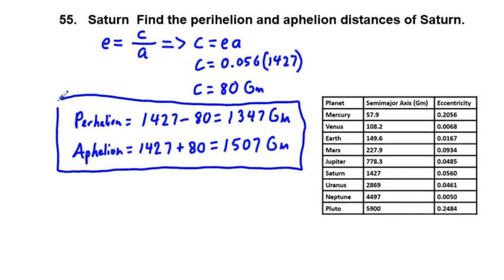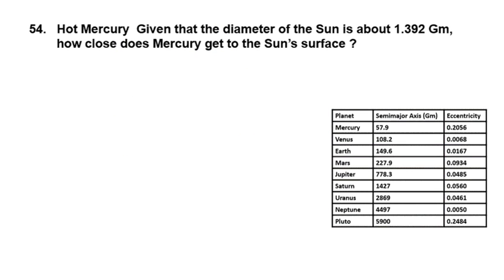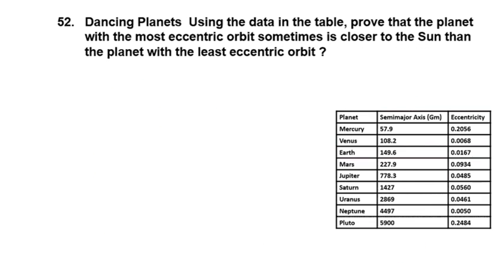So these are some interesting problems, some real world, I won't say real world uses. How about real solar system uses? 56, finding equations for orbits of Venus and Mars. 54, finding how close Mercury gets to the sun's surface. Problem 52, proving the planet with the most eccentric orbit is sometimes closer to the sun. I think our most eccentrically orbited planet is going to be Pluto. So Pluto probably will be closer to the sun than Neptune on occasion.